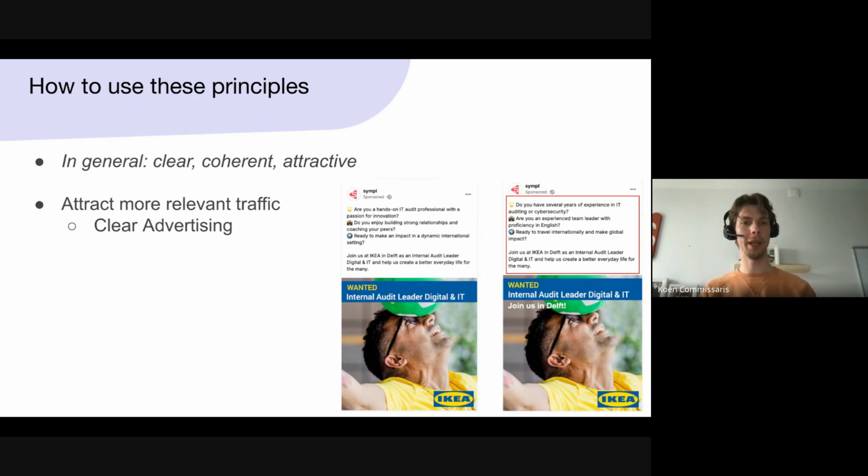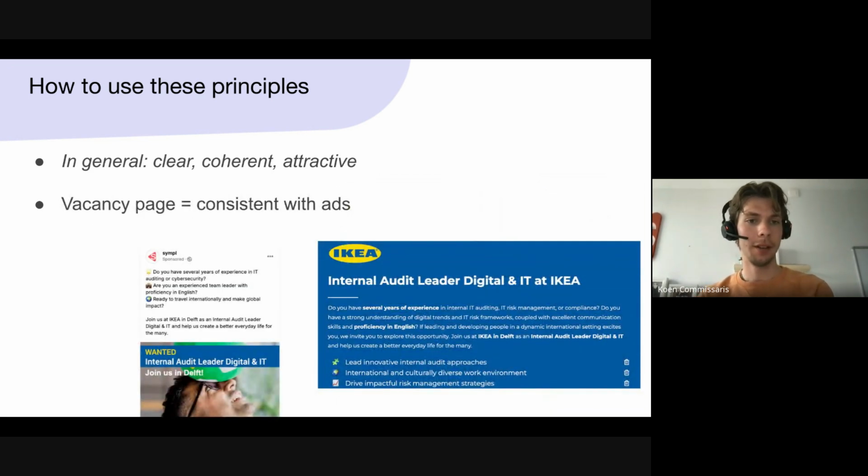Again, remember, this also applies to the flywheel effect. If you are able to attract more relevant traffic to your vacancy page, then of course the algorithm will also better understand which people to target, because you have a more relevant and more engaged audience on your vacancy page, and then the loop goes round and round to improve the campaign. All right. So the next one is vacancy page.